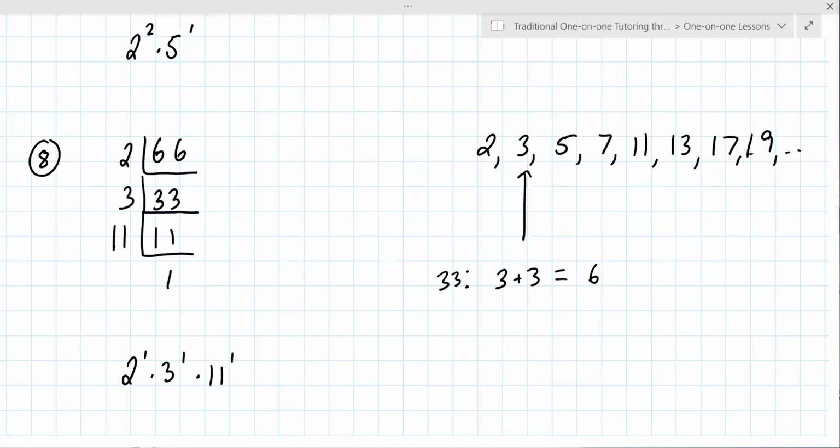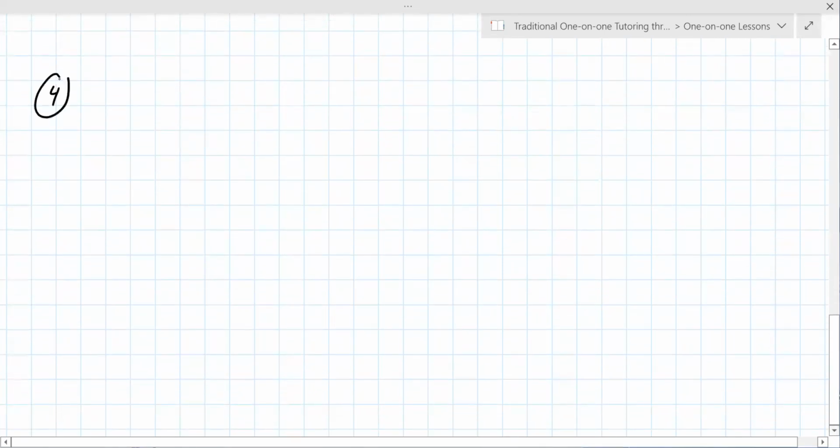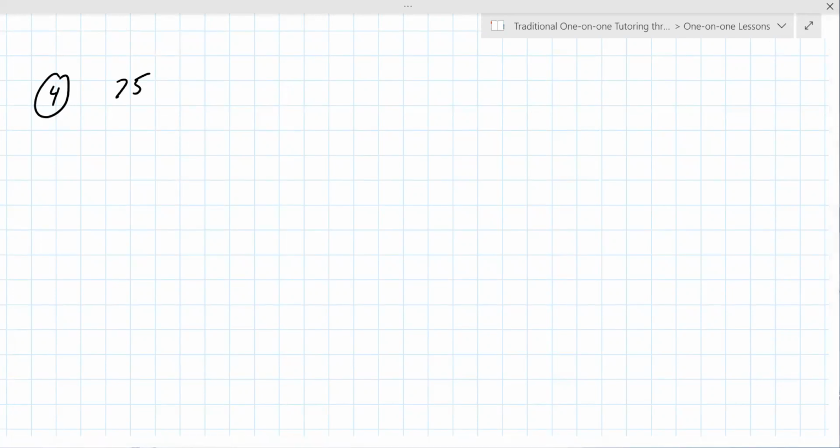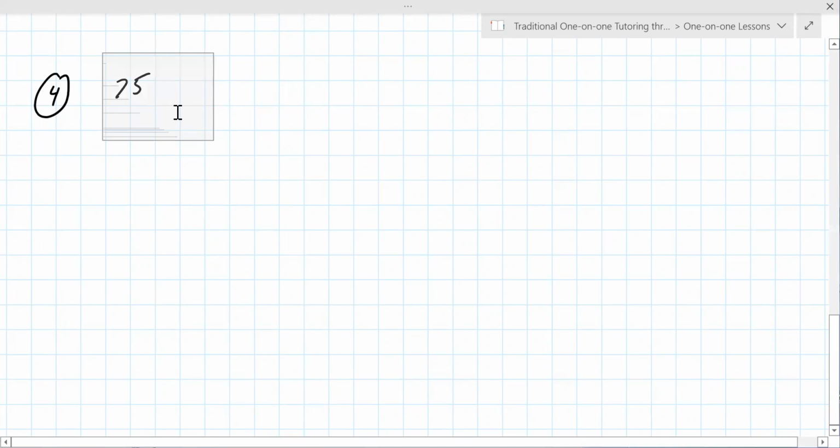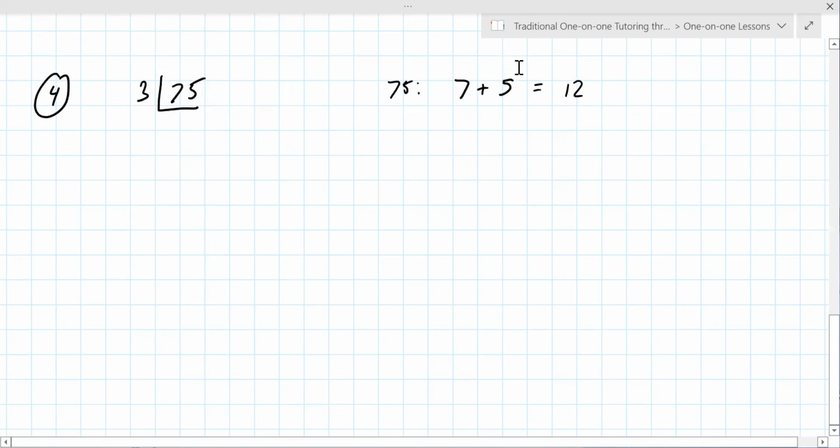All right. So I want to look at number 4 next. 4 is kind of an interesting one. 4 is 75. Yeah. So 75 is not divisible by 2. No. Now, is it divisible by 3? And before you answer, try the method I just showed you. Add up the digits. 7 plus 5 is 12, and 12 is a multiple of 3. So yes, it does work. Yeah. So that becomes 25.